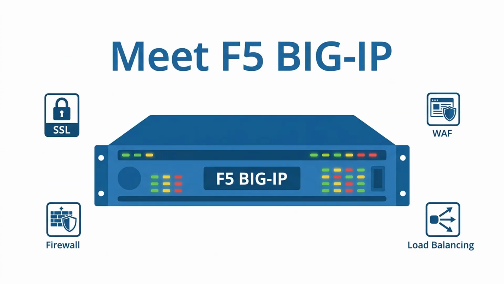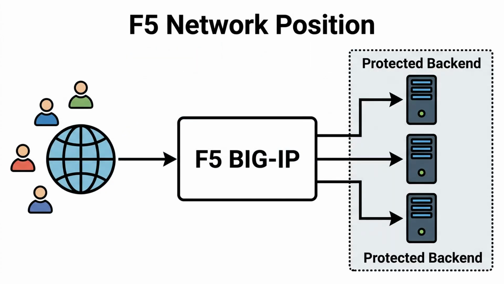Now, there are many load balancers out there. Software ones, hardware ones, cloud ones, but today we're focusing on F5. F5 Big IP is one of the most powerful and widely used load balancers in enterprise networking. Banks, hospitals, government agencies, they all trust F5 to handle critical traffic. It doesn't just balance load. It does SSL termination, firewalling, application delivery, and WAF. It's a beast.